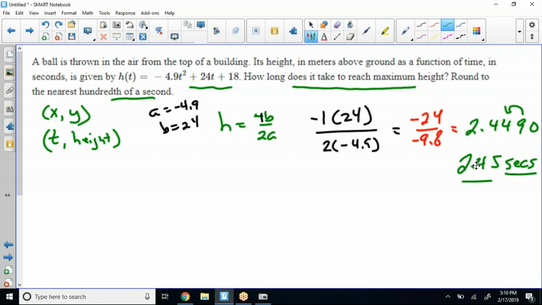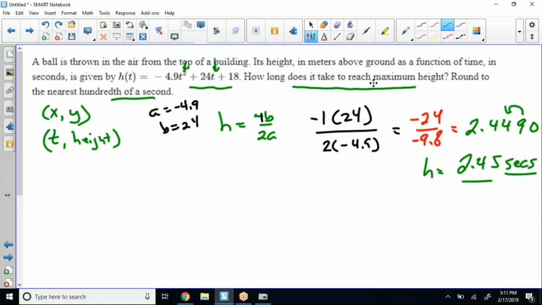And if they asked how high it went, see, this said how long. If it said how high, I would take that 2.45 and plug it back in for T there, and I'd have it. So not only can I tell you how long it took to get there, I can tell you how high it went, which is pretty cool. The 2.45 seconds is how long it takes to reach the maximum height. That's correct, because that's the H value of the vertex. The H value is time, and the Y value, or the K, is height.